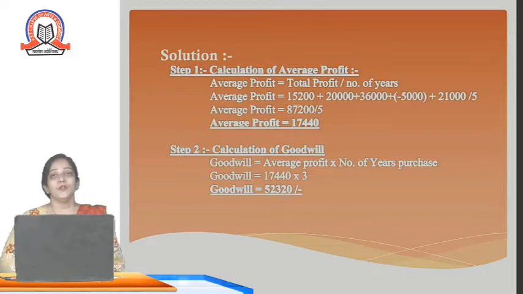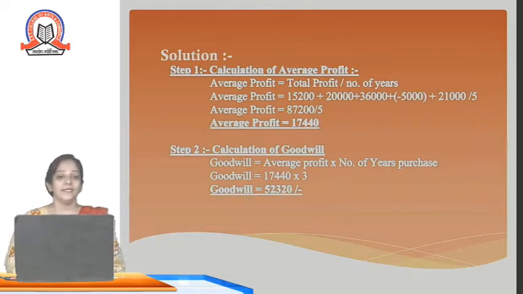There are two steps for calculating the goodwill. Number one, calculation of the average profit. What is the formula for the same? The formula is total profit divided by number of years. As we have seen in the question, we have a total of 5 years, from 2014 till 2019. So what we have done here is add the profit of all 5 years, and in that, if you can see, 5,000 is subtracted because it is a loss. Then the total number of years was 5, so this is divided by 5. The average profit value which we are getting is 17,440.